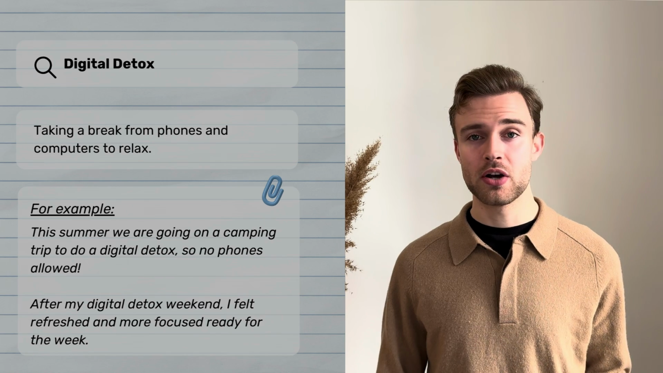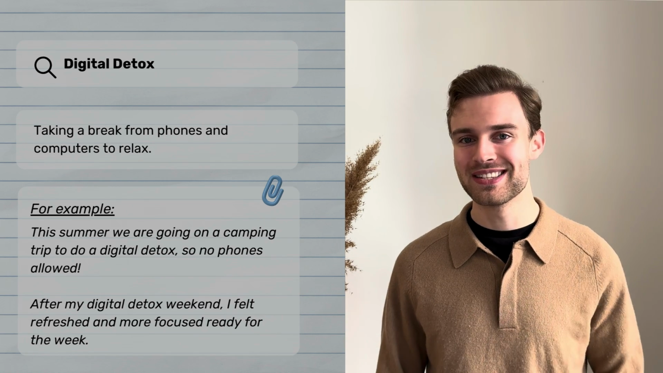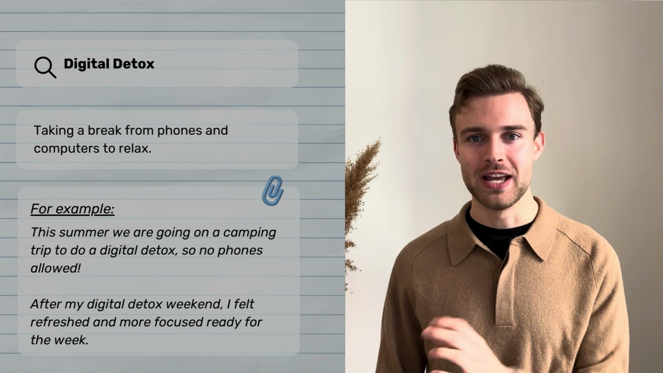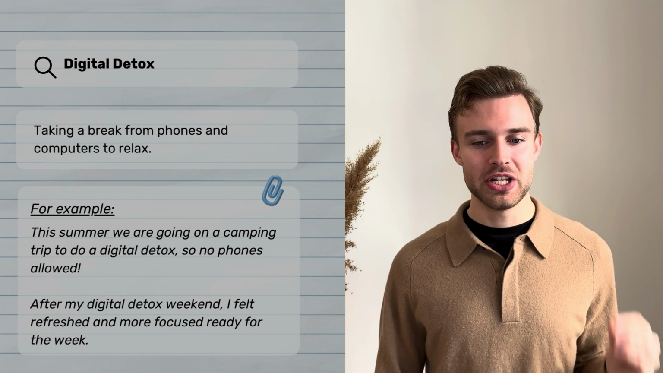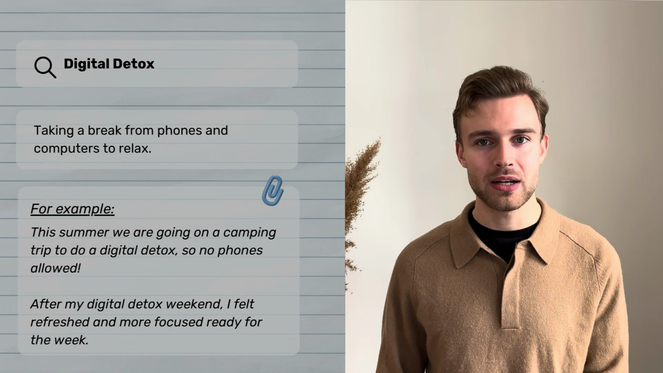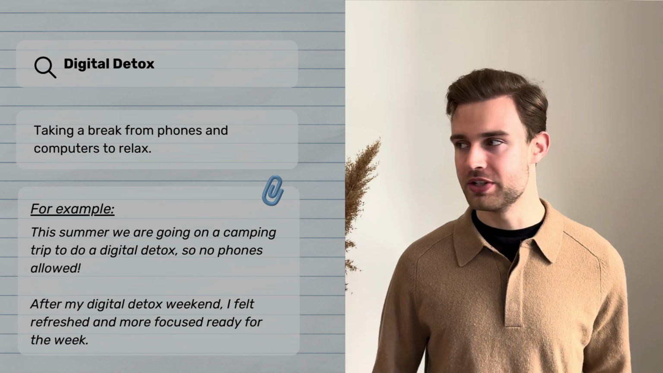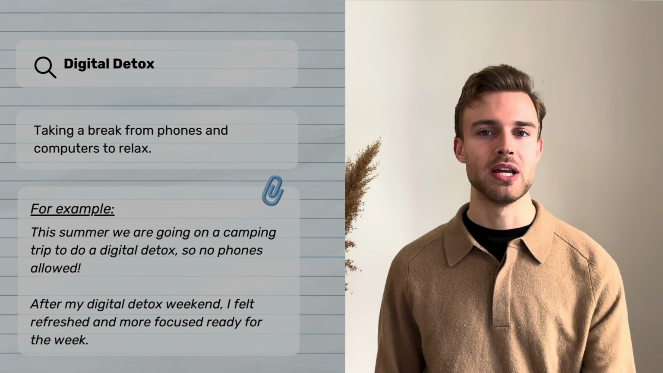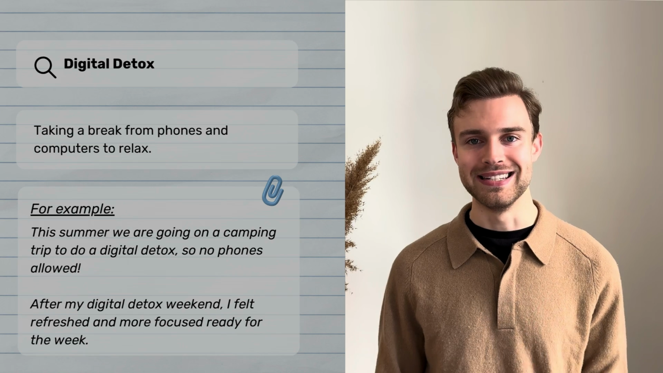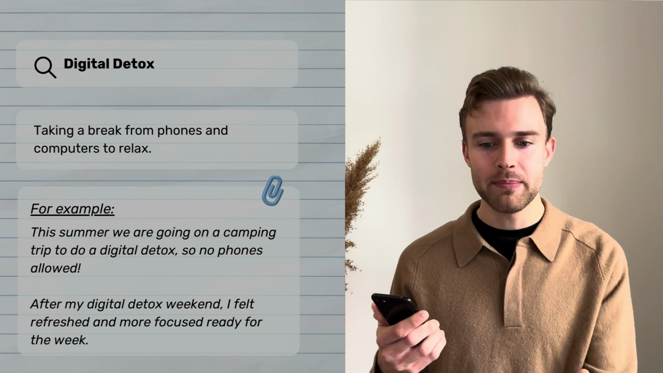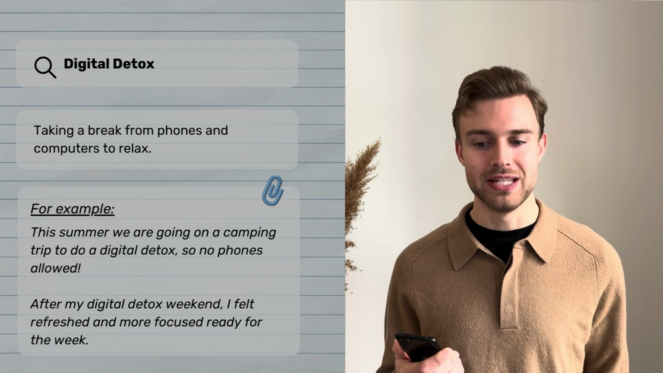Now, the next word on our list, well, it's actually two words, is digital detox. Digital detox. Now, a digital detox is essentially when you take a break from your computer, you take a break from your phone. We say you have a digital detox. For example, this summer, we are going on a camping trip to do a digital detox.